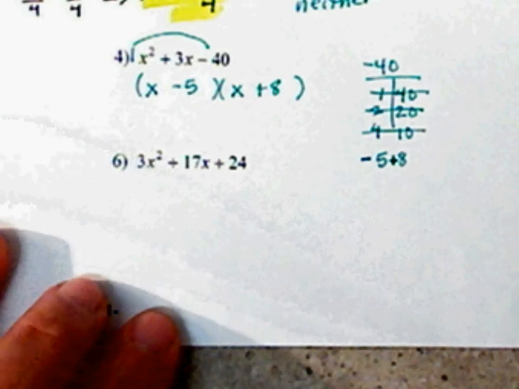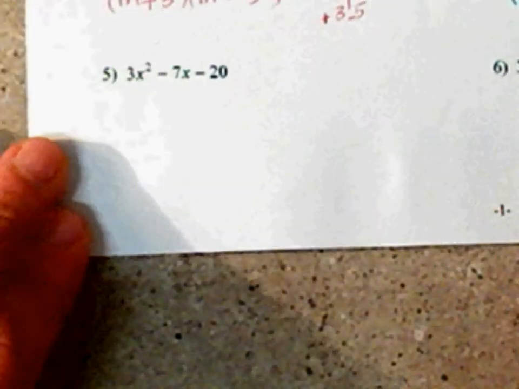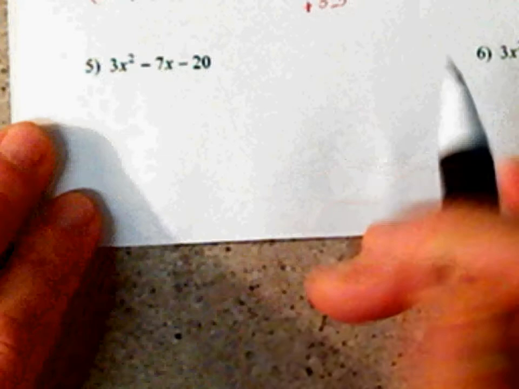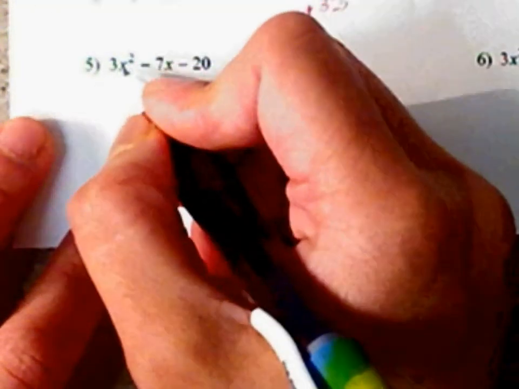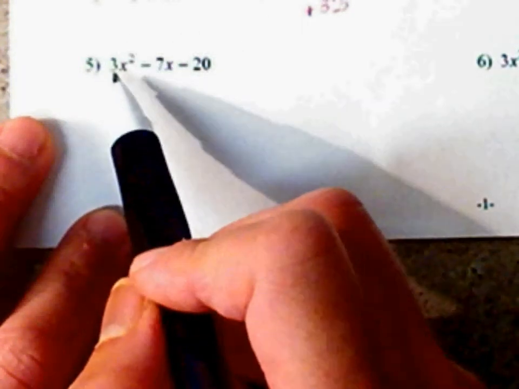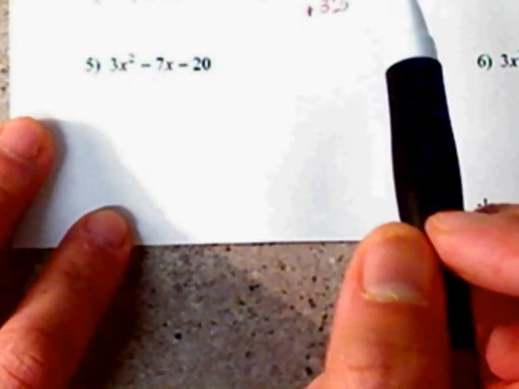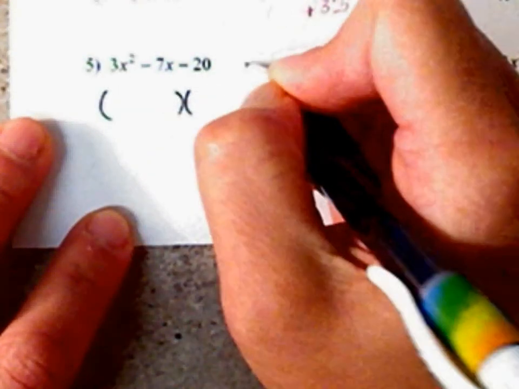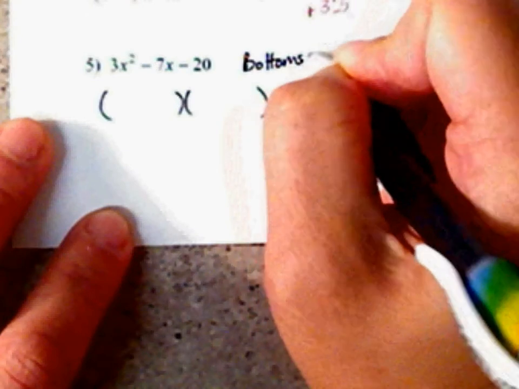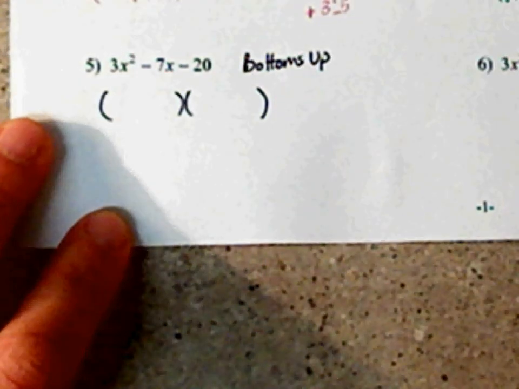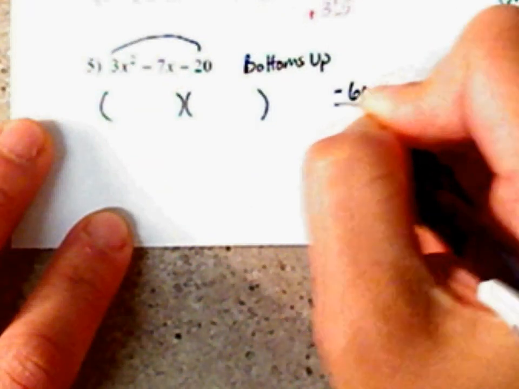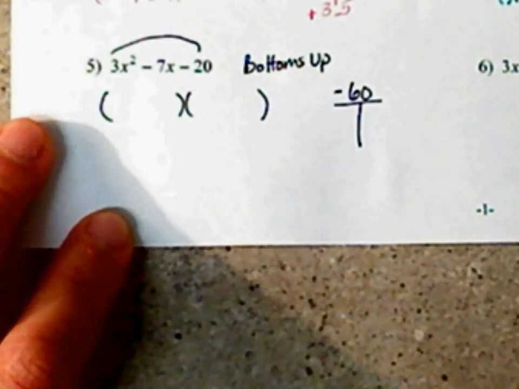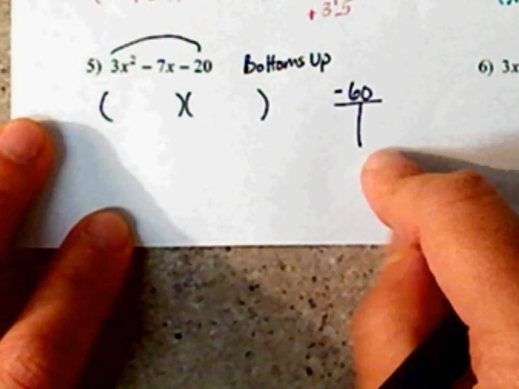On number 5. Okay. Now this one's a little harder. Notice how your A is not a 1, but it's still an x squared. Is there a number that goes into 3, 7, and 20 other than a 1? No. So draw your 2 sets of parentheses. We are going to do the bottoms up method. Okay? All right. 3 times negative 20 is negative 60. You need two numbers that multiply to give you negative 60, and it's going to subtract to give you 7.